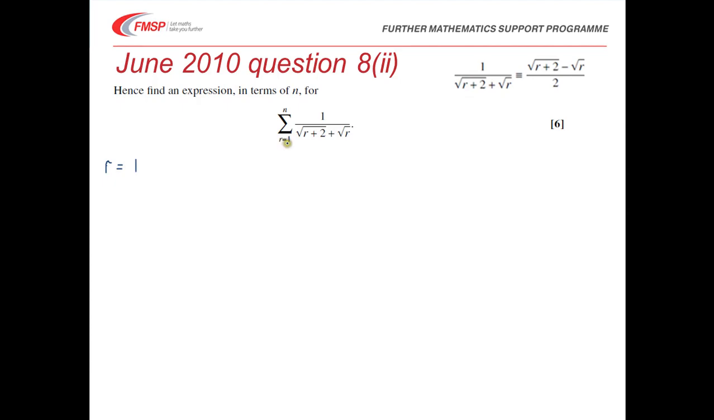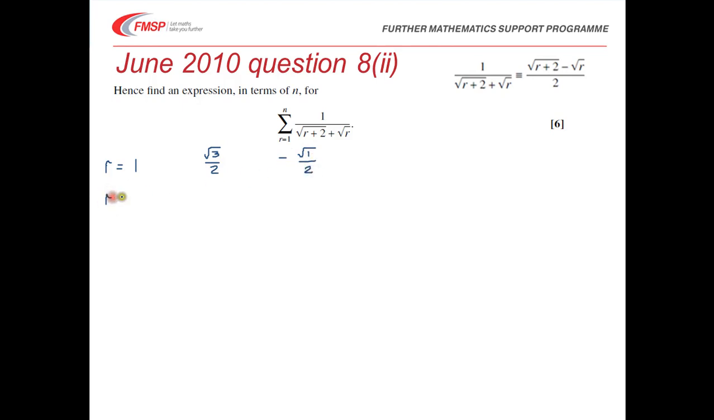So we're going to start at r equals 1 and find the two terms, the differences. And then we'll look at r equals 2 and r equals 3, and we may even have to go to the next term. So when r is equal to 1, we'll have root r plus 2, so that will be root 3 over 2, minus root r, which is root 1 over 2.